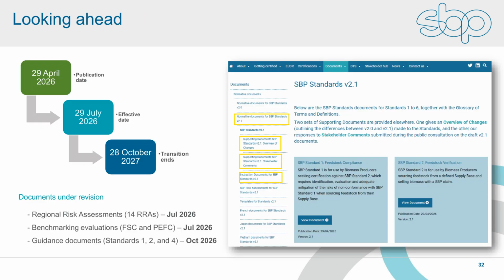Looking ahead, beyond 2.1, several documents are under revision. 14 regional risk assessments and the FSC and PEFC benchmarking evaluations are due by end of July 2026. And the guidance documents for standards 1, 2, and 4 are due by October 2026. Watch for these as they are released. They'll support your implementation work.